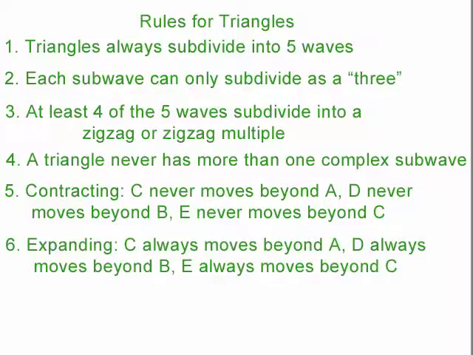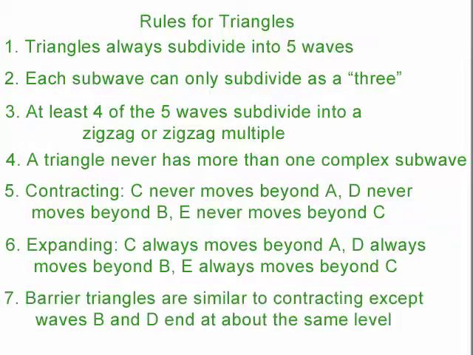For an expanding triangle, it's the opposite. C always moves beyond the end of A, D always moves beyond the end of B, and E always moves beyond the end of C. For a barrier triangle, it's the same as a contracting triangle with the exception of B and D. They end at about the same level.